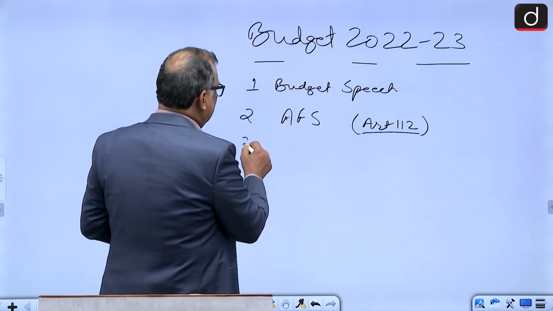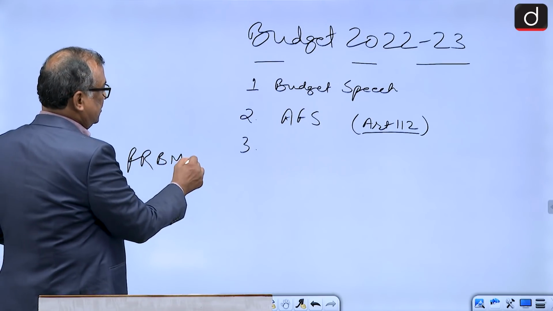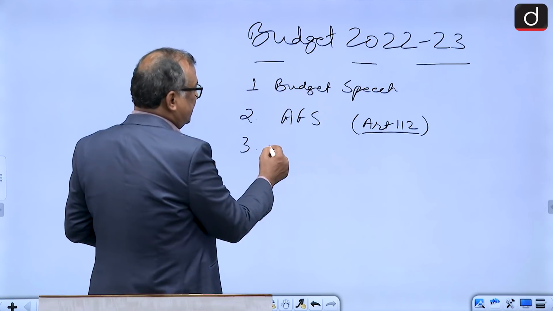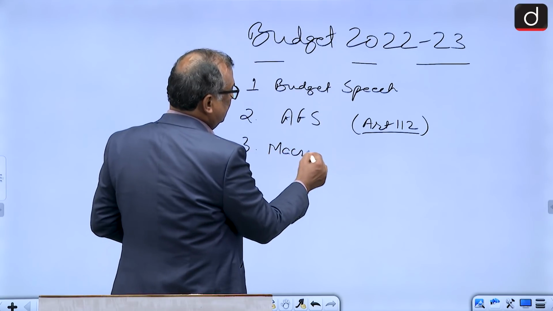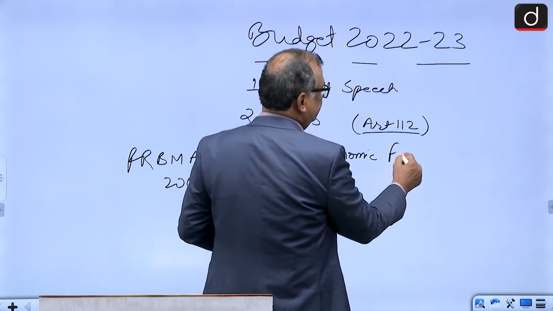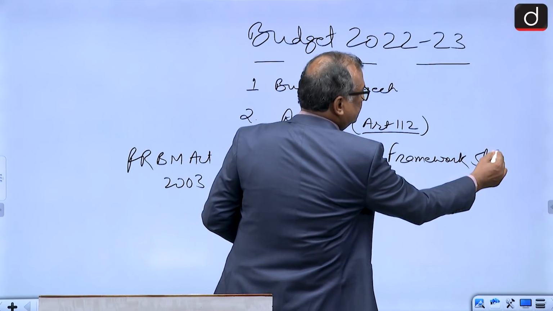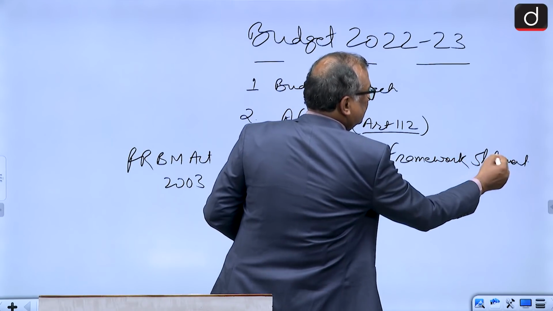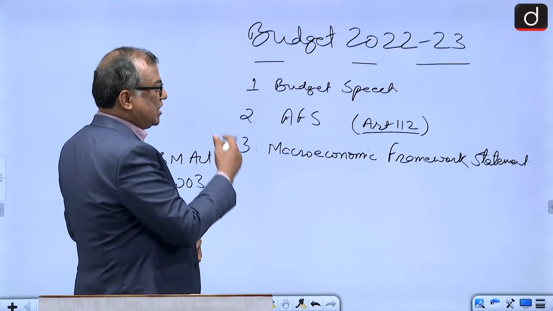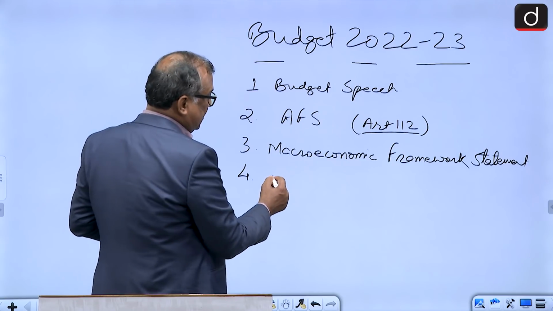Then there are many other documents which are required under FRBM Act of 2003. One is macroeconomic framework statement. And there could be a question on these facts only in PT, that which kind of documents are presented in the budget.